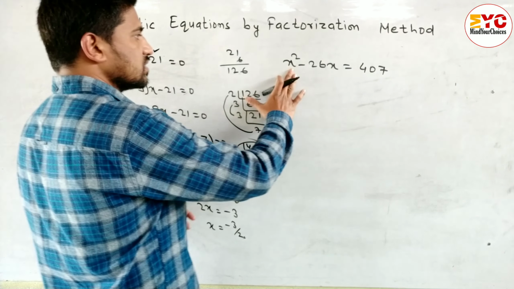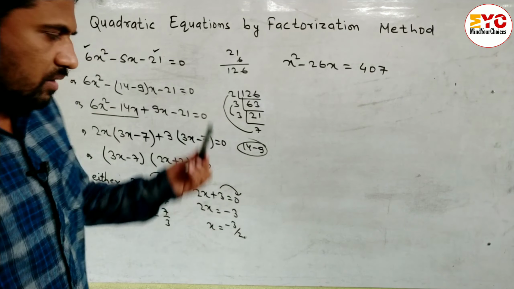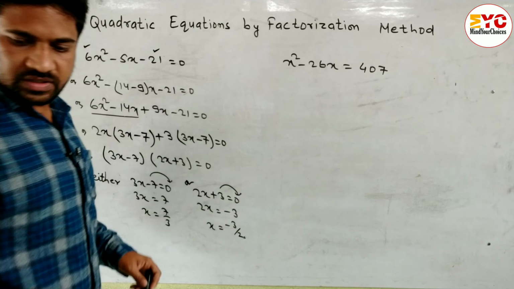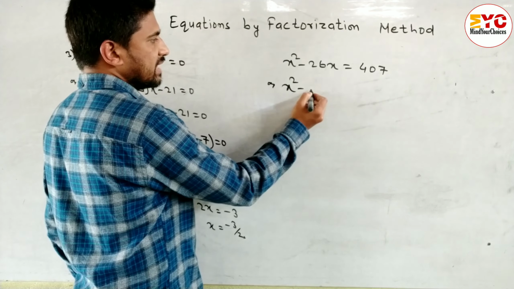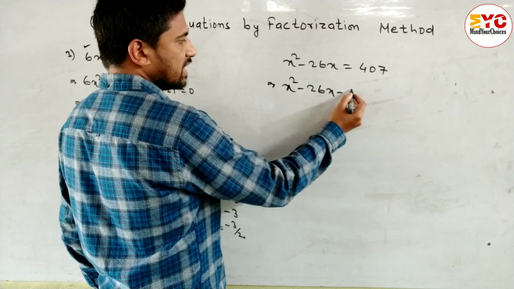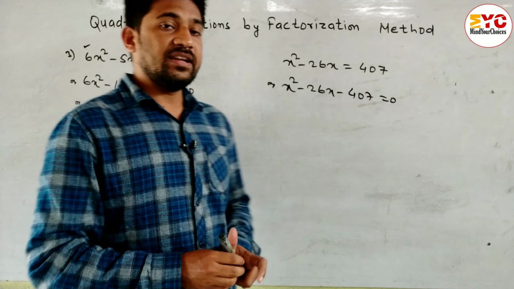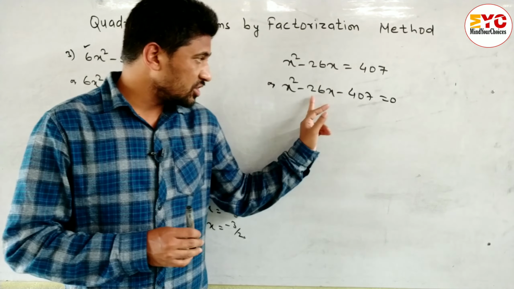We have x square minus 26x is equal to 407. A very difficult question for students, very confusing question. First of all we have to arrange this one. X square minus 26x. Here is plus 407, so we have to write minus 407 is equal to 0. Now we have to find the factors whose multiplication is 407 and subtraction is 26.